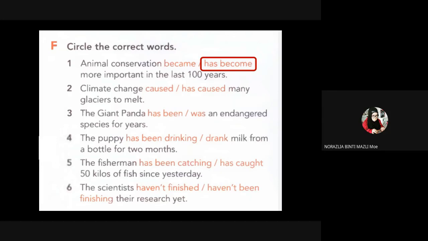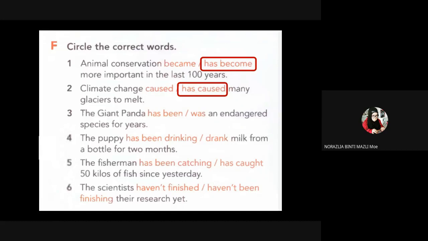Okay, now number 2, climate change caused or has caused? The answer is has caused. Climate change has caused many glaciers to melt. Dia cause tu menyebabkan. Dia has caused ni bila kita nak, ingat tak yang tadi yang awal tu users dia tu, dia nak emphasize. Contohnya climate change ni telah menyebabkan banyak glaciers ni melt. Dia emphasizekan the action tu. Okay, so senang teacher bagi keyword dia macam ni.